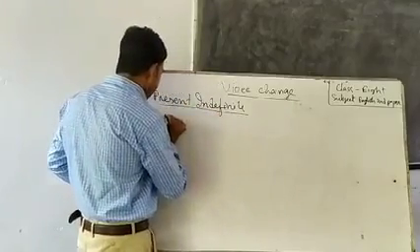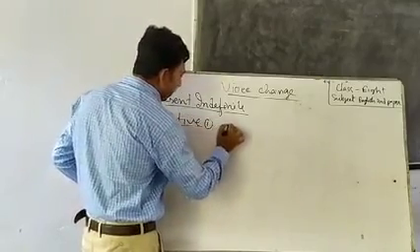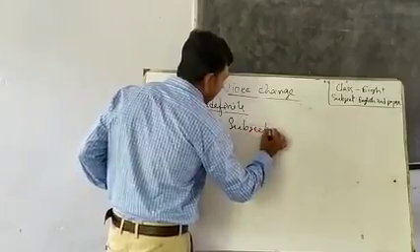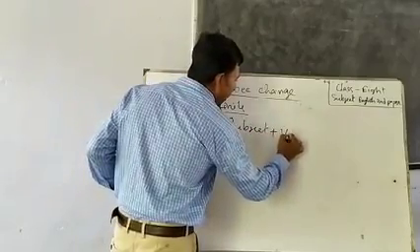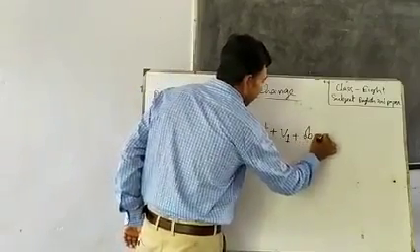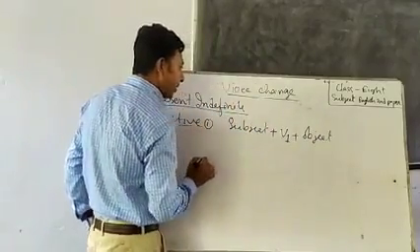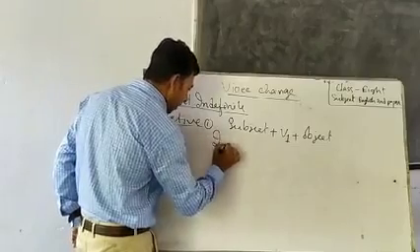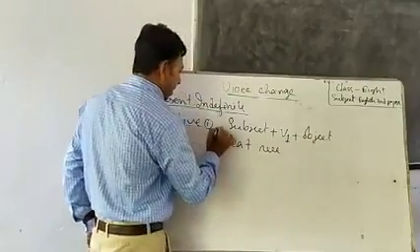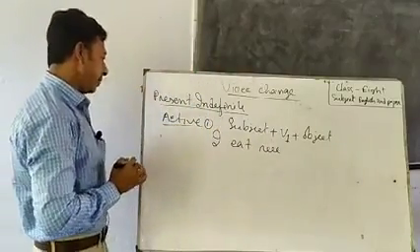I write here a structure. Active 1: subject plus B1. B1 means present form of verb, plus object. And I write a sentence according to the structure: I eat rice. Here is subject, present form of verb and object, and it is an active sentence.